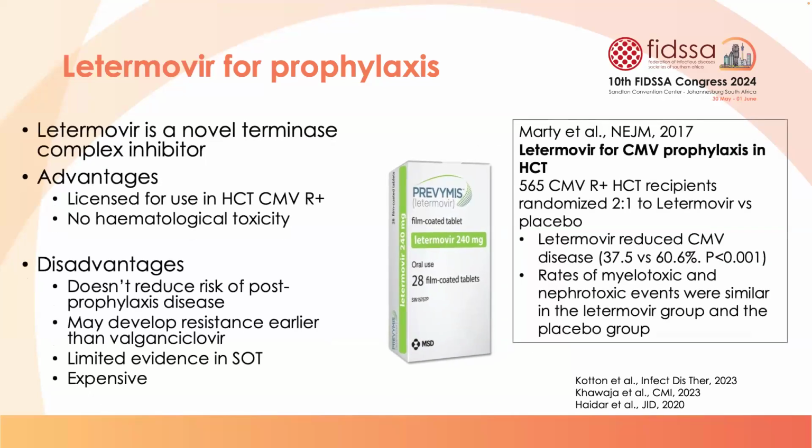So the first major study published in the NEJM compared letermovir versus placebo for patients with hematopoietic stem cell transplant. So it was in this case basically letermovir for prophylaxis versus a preemptive therapy approach, which would usually be used in stem cell transplant patients, and showed that the rate of CMV disease was obviously much lower, but also even compared to placebo, the rates of myelotoxic and nephrotoxic events were similar. So that's really where its benefit is in terms of its lack of myelosuppression.